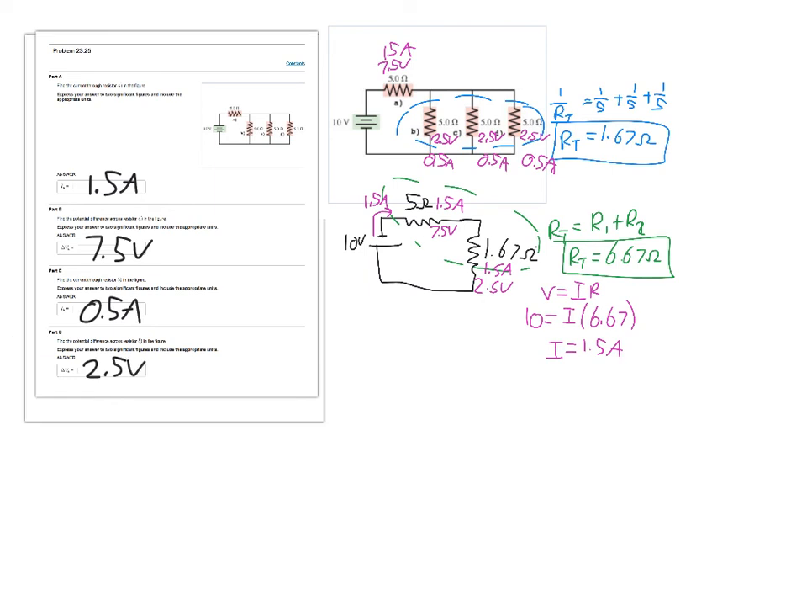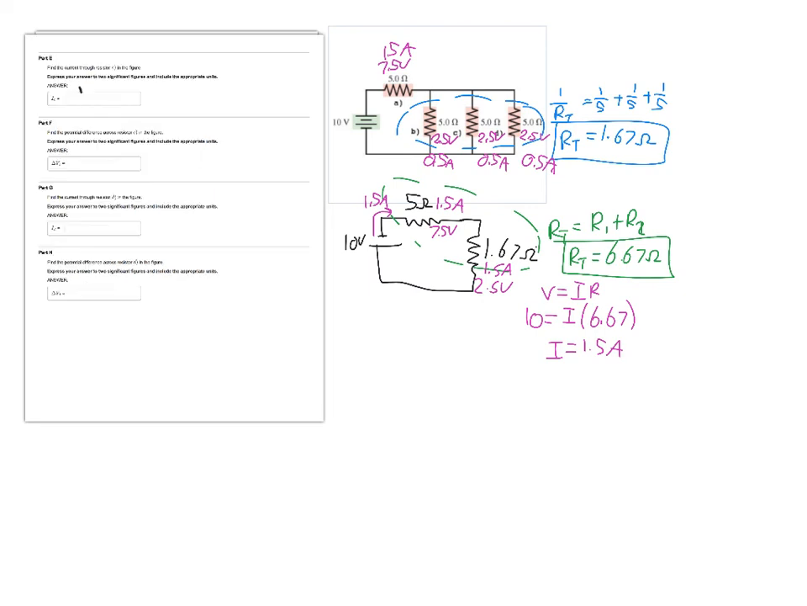Moving on to resistor C here, that one also gets 0.5 amps and 2.5 volts, and resistor D is also the same. They happen to all be the same in this case, but that's not necessarily the case. 0.5 amps and 2.5 volts.